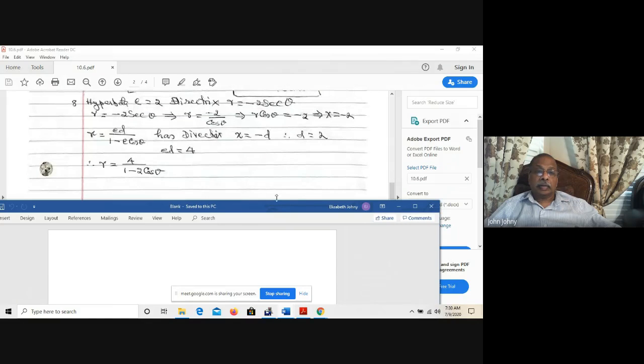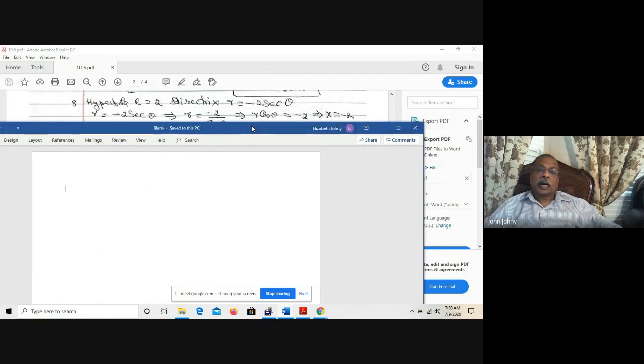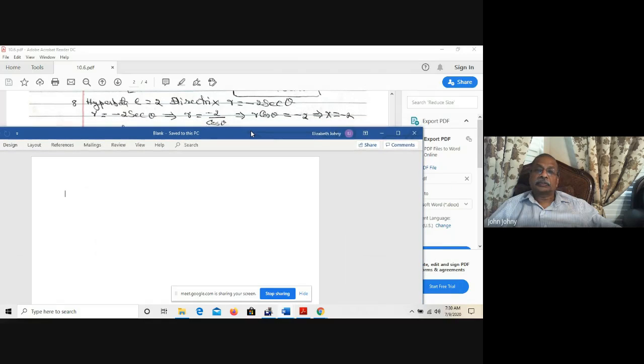Then the hyperbola with e equal to 2, directrix is r is equal to negative 2 secant theta. r is equal to negative 2 secant theta means r is equal to negative 2 over cos theta. That is, r cos theta is equal to negative 2. In the polar coordinate system, x is r cos theta and y is r sin theta. So x is equal to negative 2.